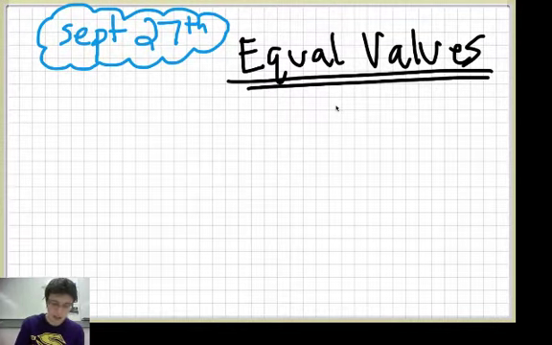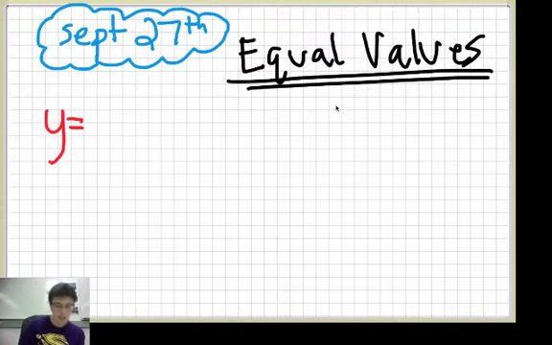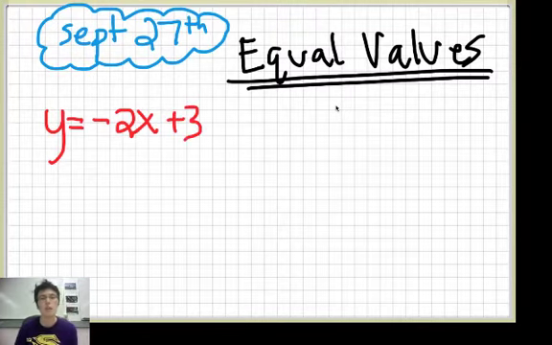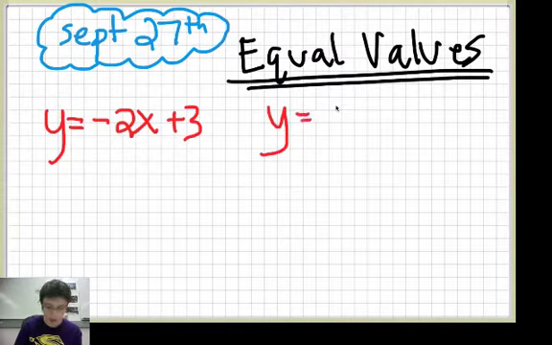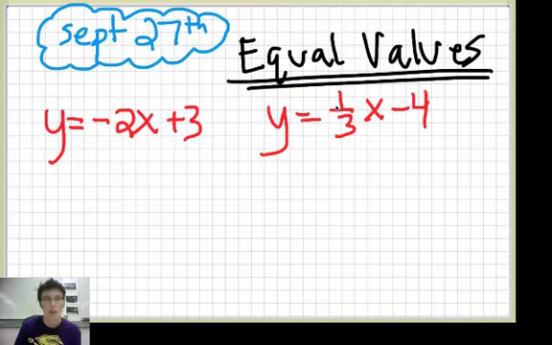So let's do this. Let's say we had the rules y equals negative 2x plus 3, and the second rule was y equals 1/3 x minus 4. If I ask you to graph both these lines, at this point we're getting better and better at that. So I want you to try it. Pause the video, draw a graph, and figure out where these two lines cross each other. Go ahead and do that.